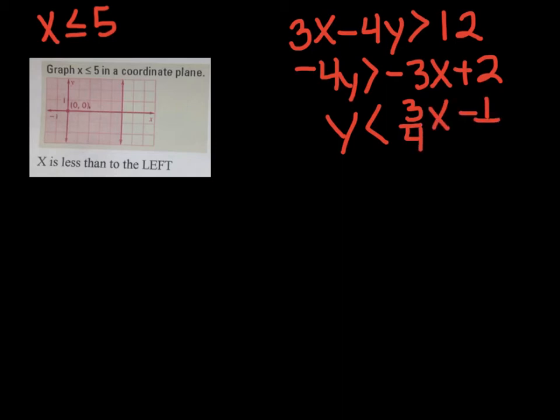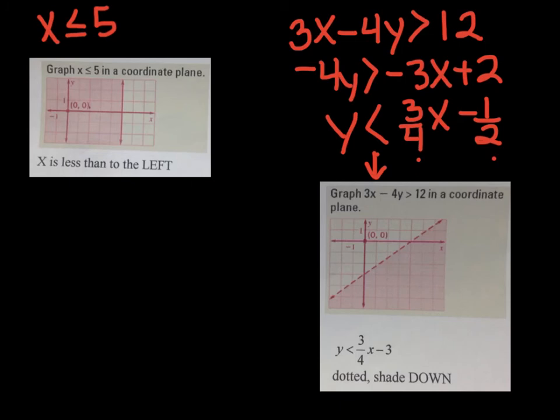is minus 1/2. So you're going to plot the line with a slope of 3/4 and a y-intercept of negative 1/2. You're going to draw it in dashed, and then you're going to shade down from that line, like so.